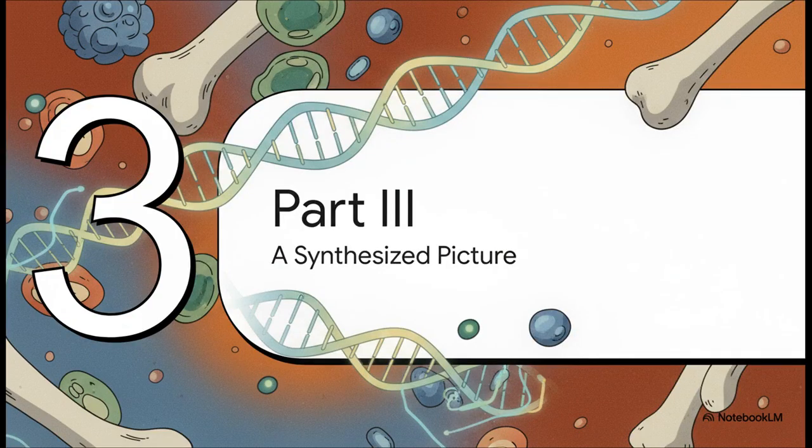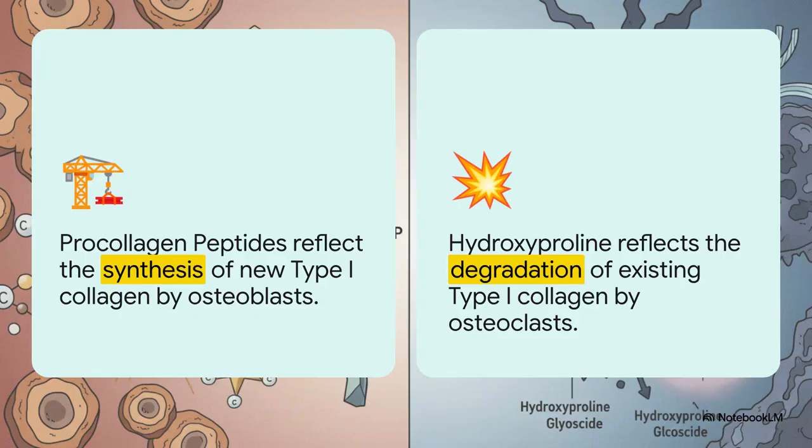Okay, so we've looked at the builders and we've looked at the demolishers, each in their own world. Now let's bring the two sides of that coin together and see how they create a complete, synthesized clinical story. And this slide just sums it all up perfectly. It's our whole theme right here. On one side, we measure pro-collagen peptides, which tells us about the synthesis, the creation of new type 1 collagen. On the other side, we measure hydroxyproline, which tells us about the degradation, the breakdown of that very same type 1 collagen. We're literally looking at markers from the beginning and the end of the same molecule's life cycle. It gives us this powerful, complete picture of the entire bone turnover process.